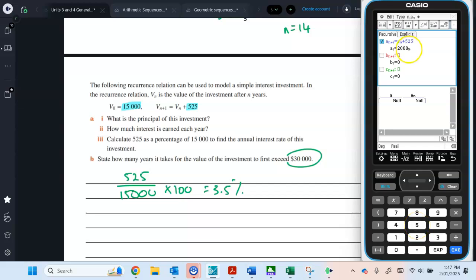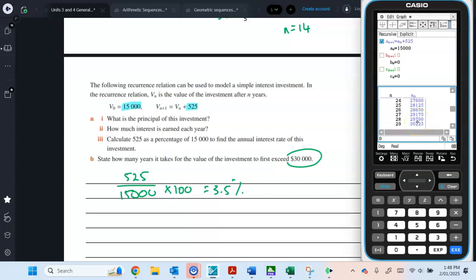So we're just putting that into our calculator. Make sure you put it in correctly, because if you miss something or write the wrong number, then the whole thing's going to be wrong, unfortunately. We just have to scroll. It has to be first exceeding, so over 30,000, so 29 years.